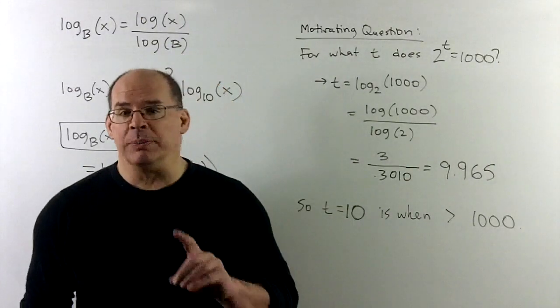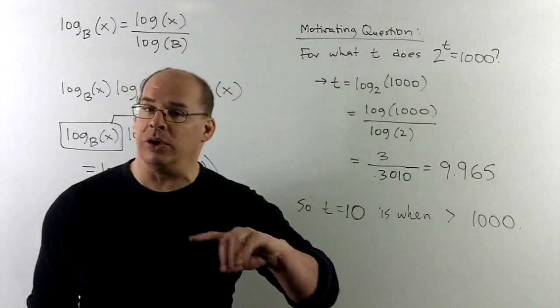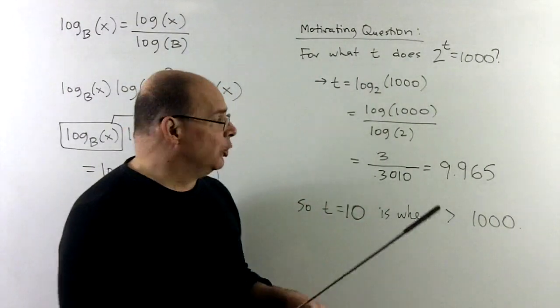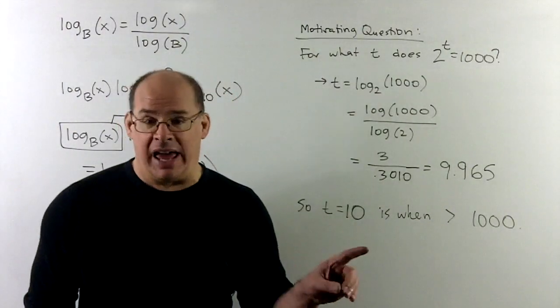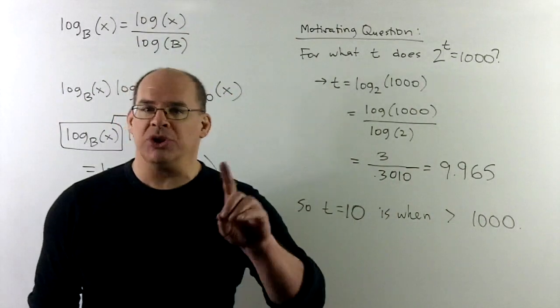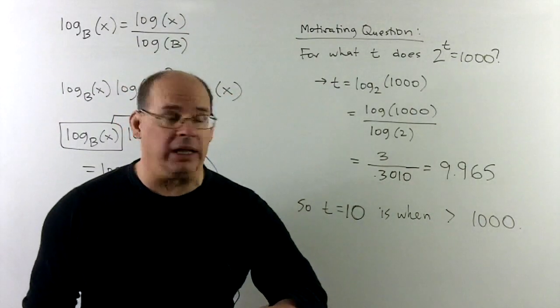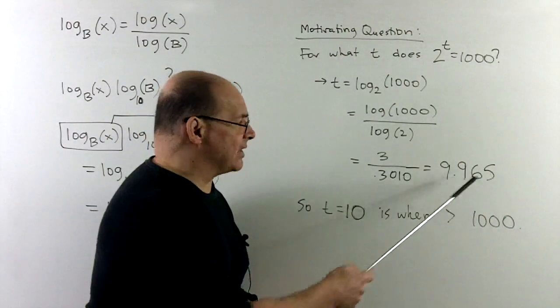9.965, which means if this rule worked for all times t, including fractional t, you would cross 1,000 at the end of the 9th day. But since we're assuming, let's say, it doubles when we check in at 8 o'clock in the morning, it'll take 10 days for you to get over 1,000. You just have to get past this number here.